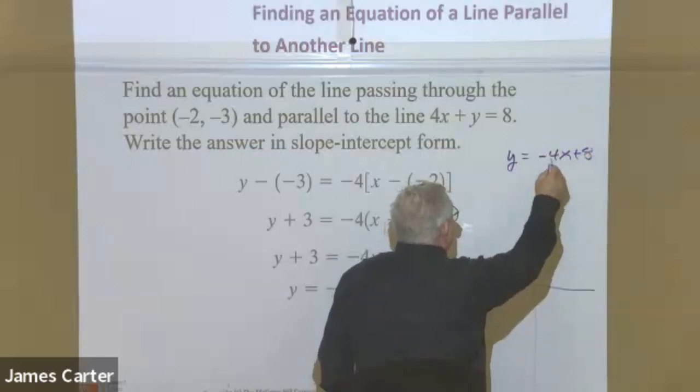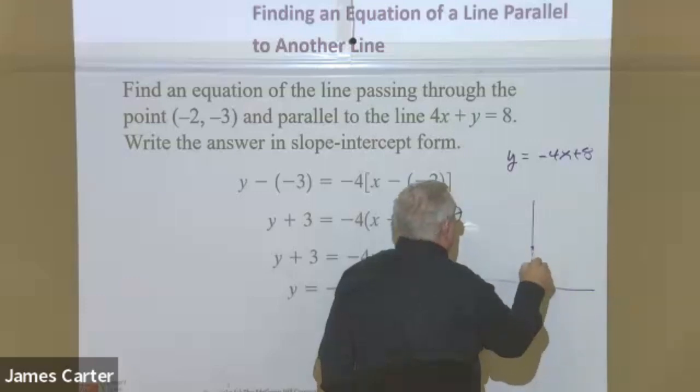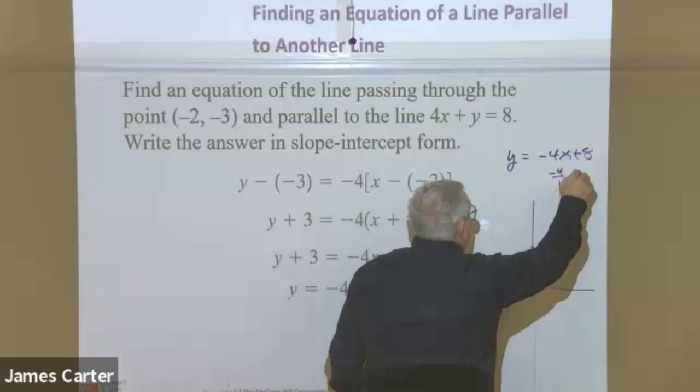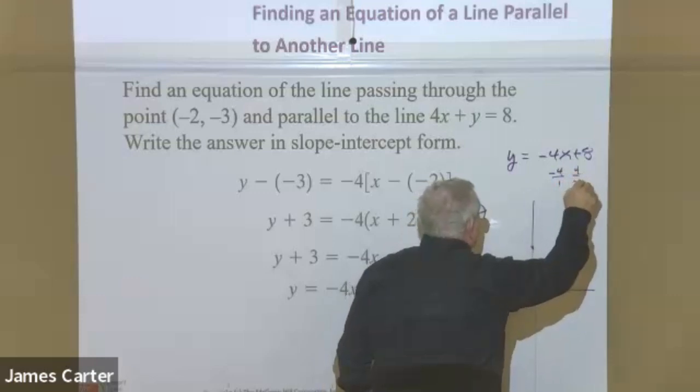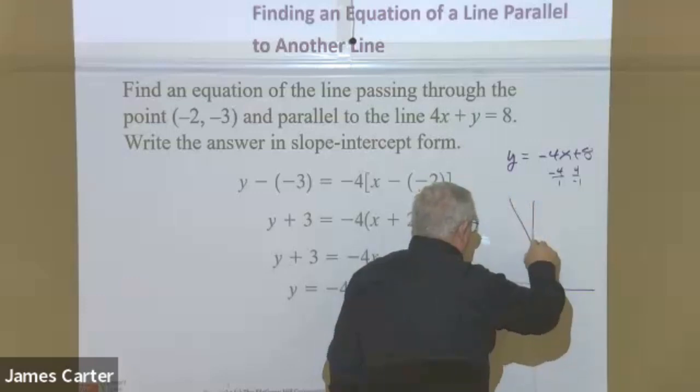Graph paper, this one, okay? We start at positive 8. We go down 4 and right 1 because we got negative 4 over 1 or 4 over negative 1. We go down 4 more and over 1 more. Here is my line.